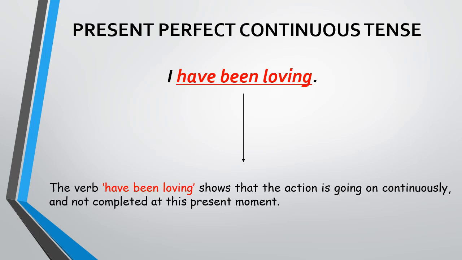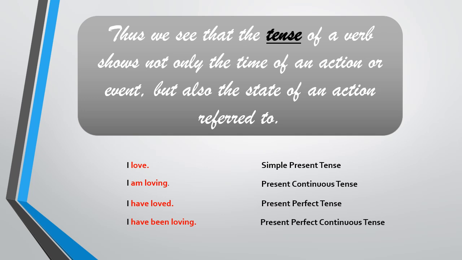Thus, we see that the tense of a verb shows not only the time of an action or event, but also the state of an action referred to. So these are the four subtenses under present tense. This is just a recap of what we have seen.